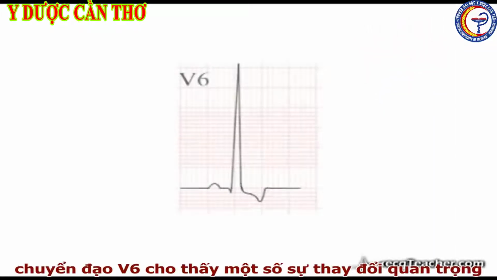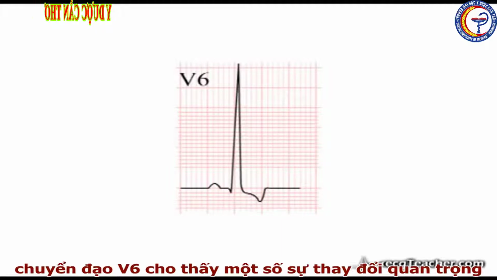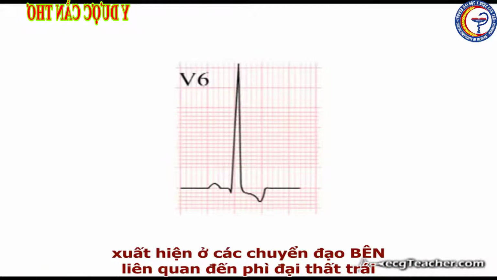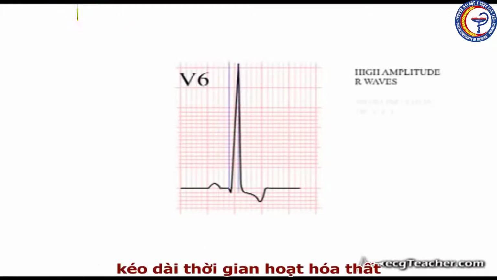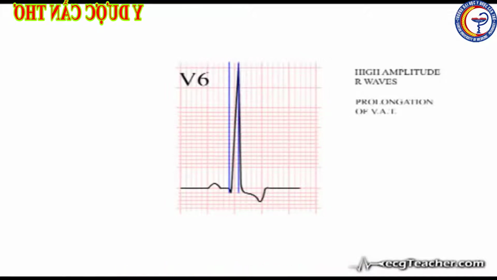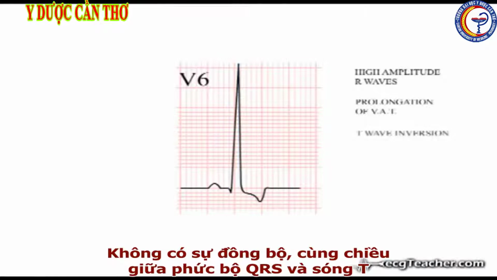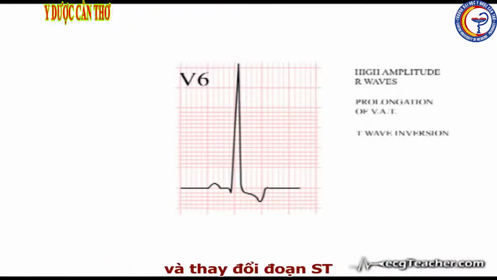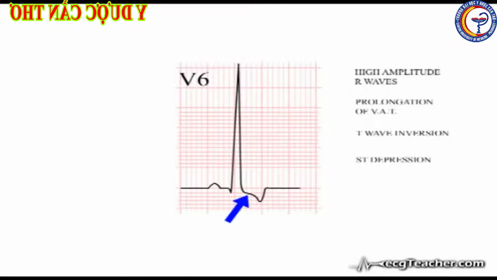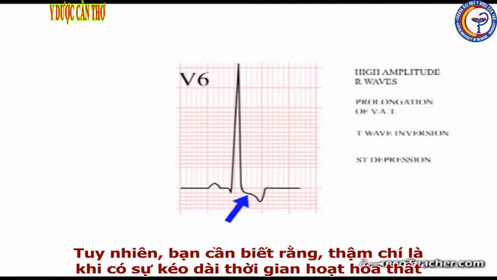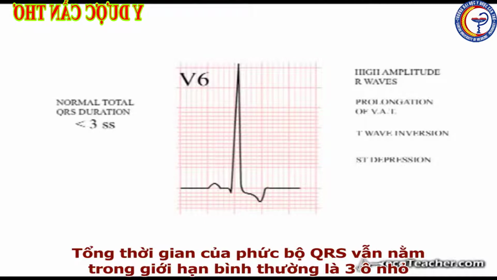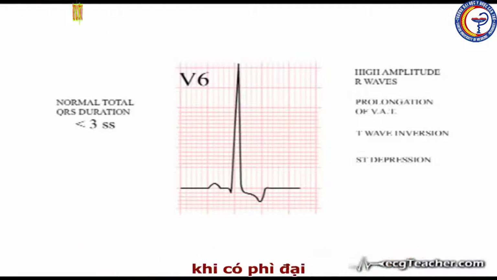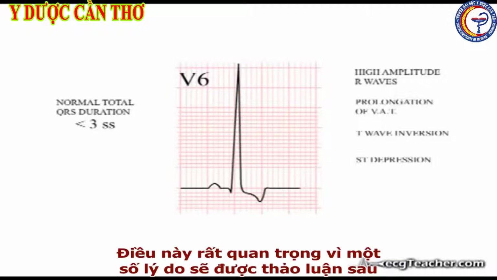In the example shown here, lead V6 demonstrates several important ECG changes seen in the lateral leads in association with hypertrophy. High amplitude R waves, prolongation of the ventricular activation time, loss of concordance between the QRS complexes and the T waves, and ST segment changes. Note, however, that even with prolongation of the ventricular activation time, the total QRS complex duration remains within the normal limit of 3 small squares in the presence of hypertrophy. This is important for several reasons to be discussed in future sections.